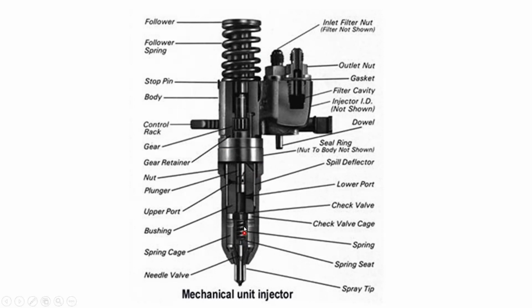Once the pressurized fuel comes up to here, this conical shaped needle valve, the pressure acts on this needle valve and pushes it upwards against the spring force, and the high pressure fuel comes through this hole and starts spraying. That's how the fuel injector works.